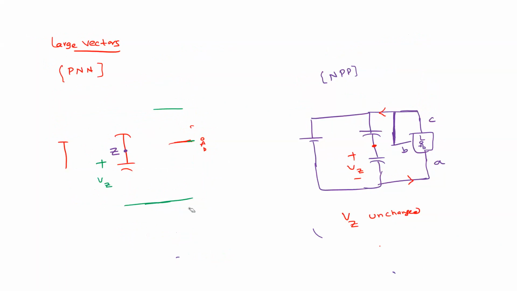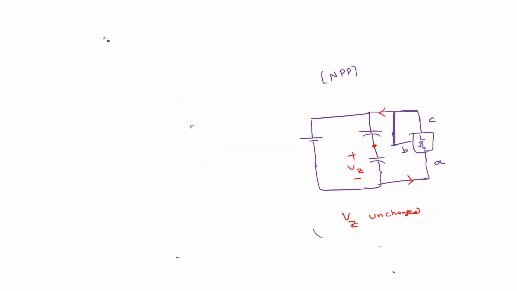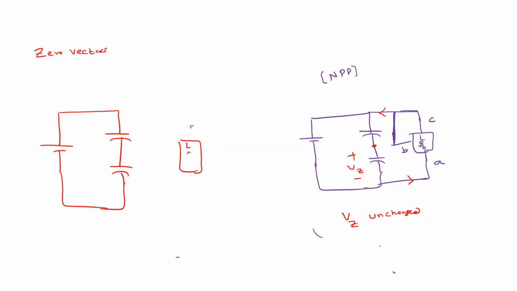So now we'll see how these zero vectors behave. We have three zero vectors: PPP, 000, and NNN, right? Okay, so we have this PPP vector. What is the meaning of this? All A phase, B phase, C phase are connected to the positive DC bus. So this is your positive DC bus, and this is A phase, B phase, and C phase. All three are connected here.